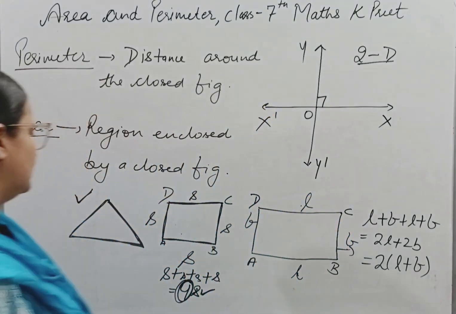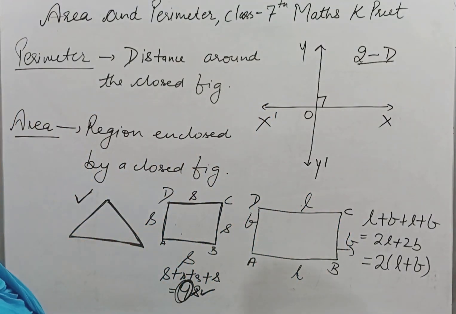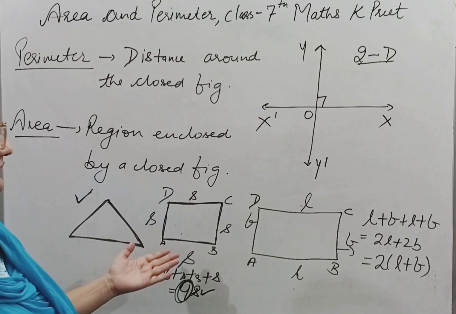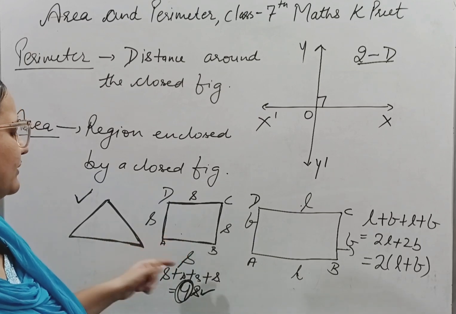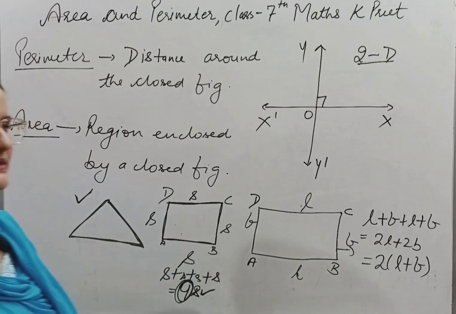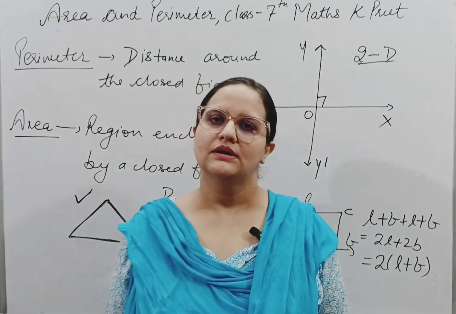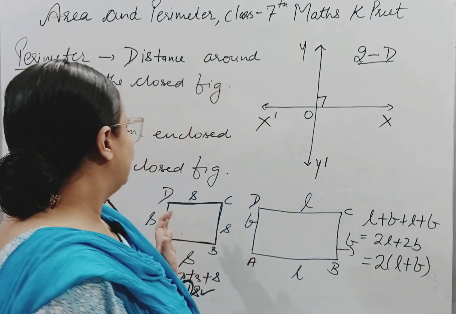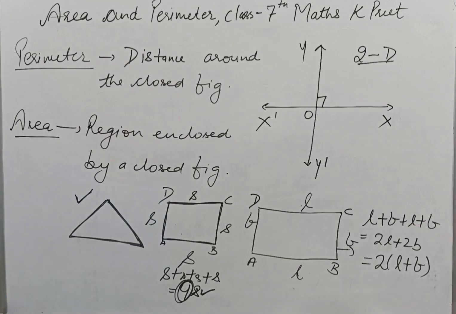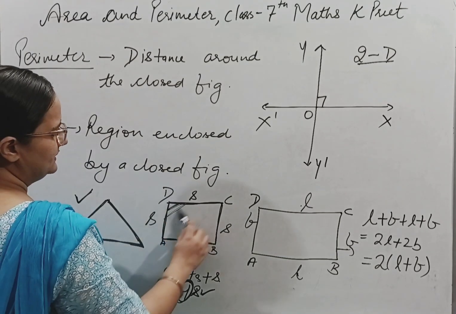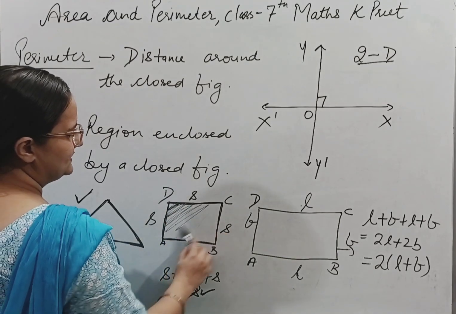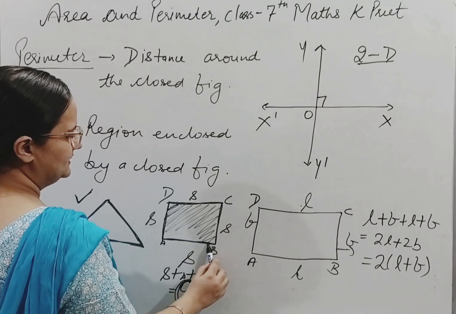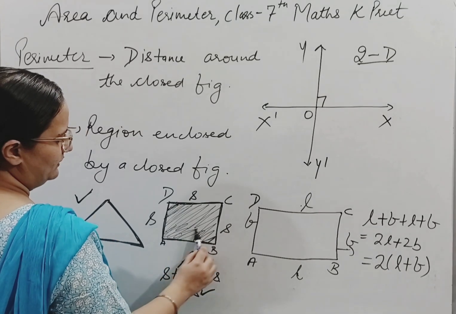So if this is a square, we have to find the area of a square and rectangle first in exercise 11.1, and in the next exercise we will see the area of a triangle. So let's see what the area of a square is. This region enclosed here, this shaded area, is giving me the area enclosed in this figure, which is a square.